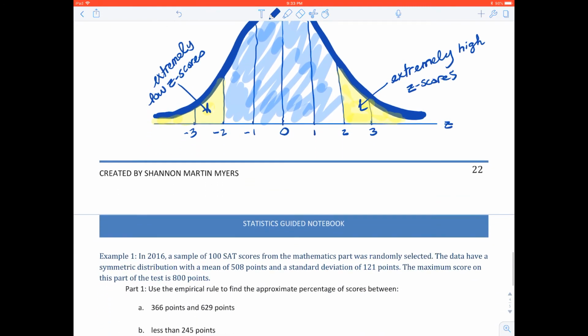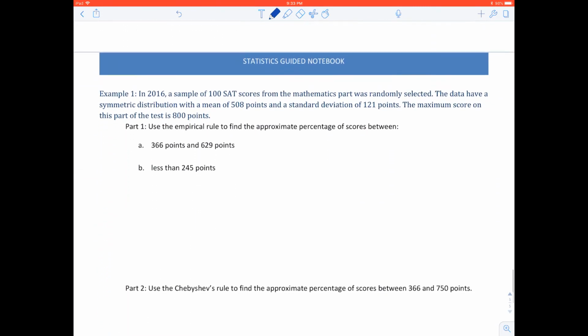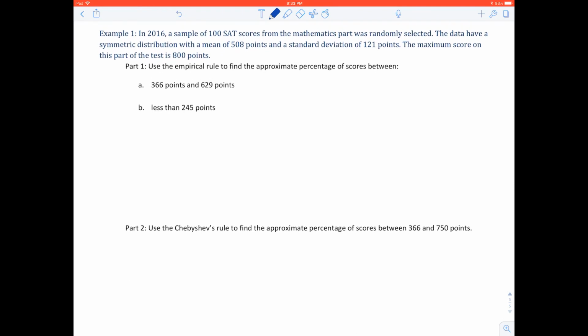Okay, so now for the much awaited example. In 2016, a sample of 100 SAT scores from the mathematics part was randomly selected. The data have a symmetric distribution with a mean of 508 points and a standard deviation of 121 points. The maximum score on this part of the test is 800 points. So use the empirical rule to find the approximate percentage of scores between 366 and 629, and then less than 245. So let's make a picture of this and see what we come up with.